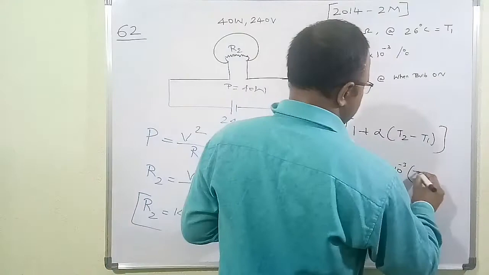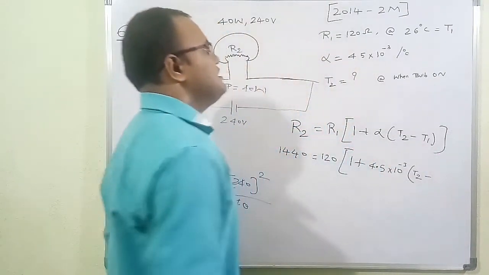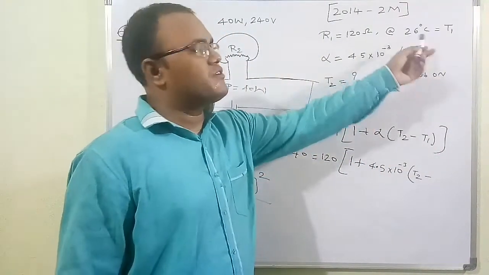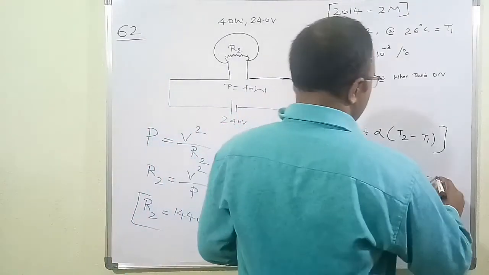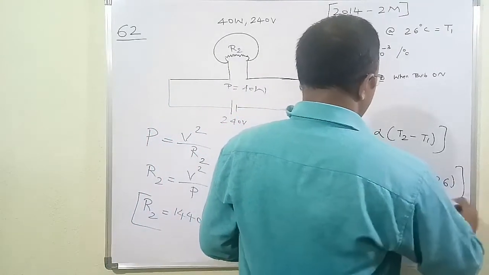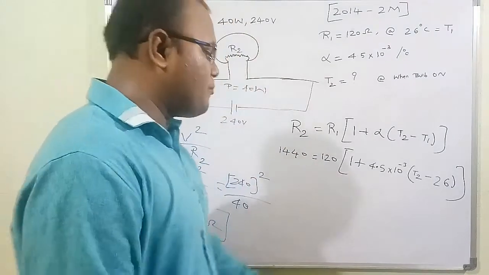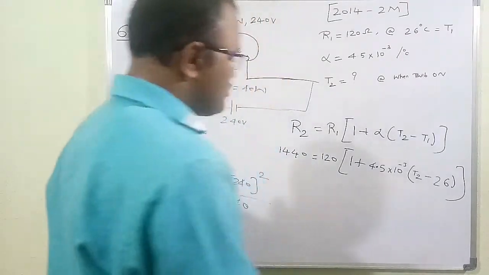So T2 is the unknown parameter in T2 minus T1. T1 is already given in the question, which is 26 degrees. So you can write it as 26 degrees. In this equation the only unknown parameter is T2, so we need to figure out the value of T2.